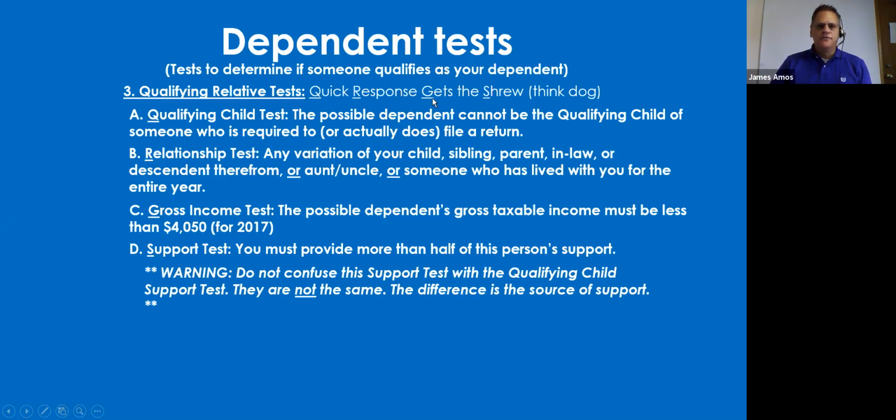Now, G in the word gets, that stands for gross income test. The possible dependent's gross taxable income must be less than $4,050. That was for tax year 2017. For the most part, I've updated this stuff for 2018, but I'm pretty sure this was 4,100 for 2018, and I apologize for having forgotten to update that. But the point is when you add all of the taxable income together for this possible dependent, it must be less than that amount. $4,050 if you're doing a 2017 return. I'm pretty sure it's 4,100 for 2018. I don't have the book here in front of me to double check that for you.